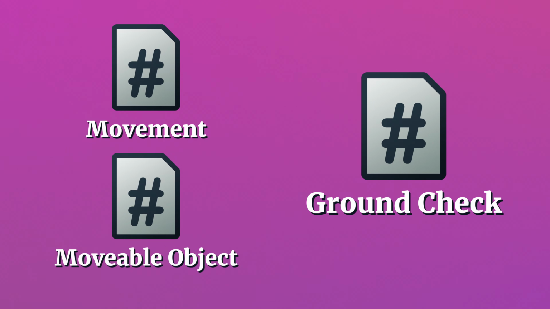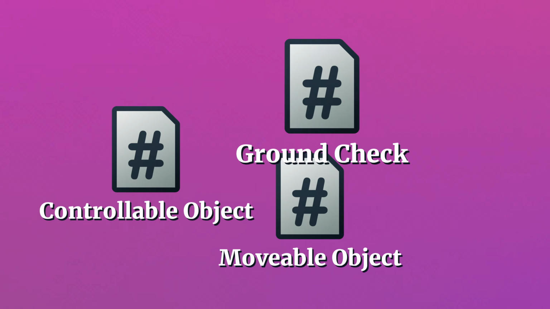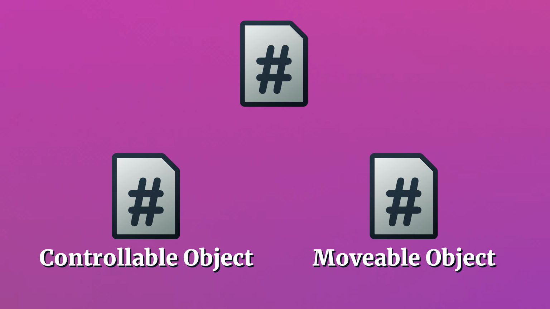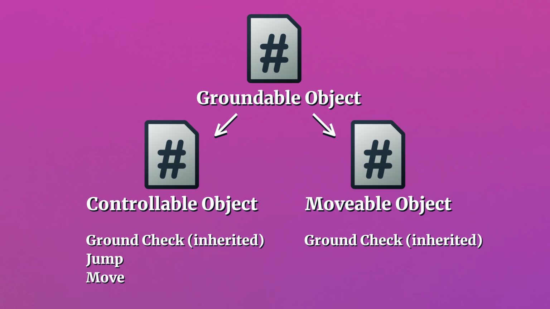For example, in this case, if all movable objects require a ground check, but not all movable objects can be controlled, then it's possible to share the functionality that is common to both of them using inheritance, separating their functionality without reducing cohesion. It can help to remember that single responsibility is a two-way street. It's not just about separating things out, it's also about keeping things that change together.